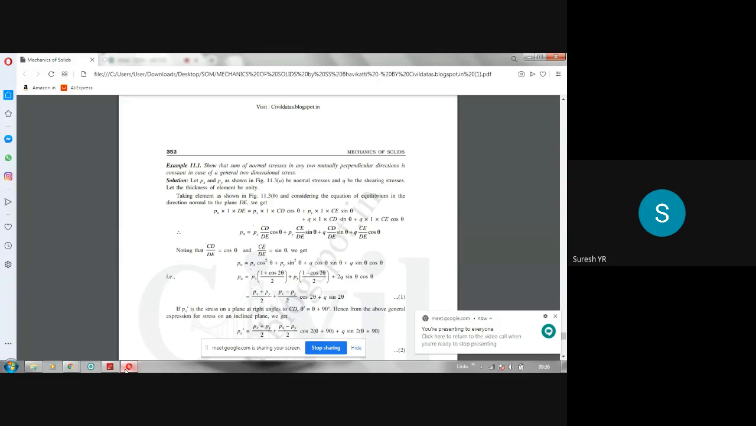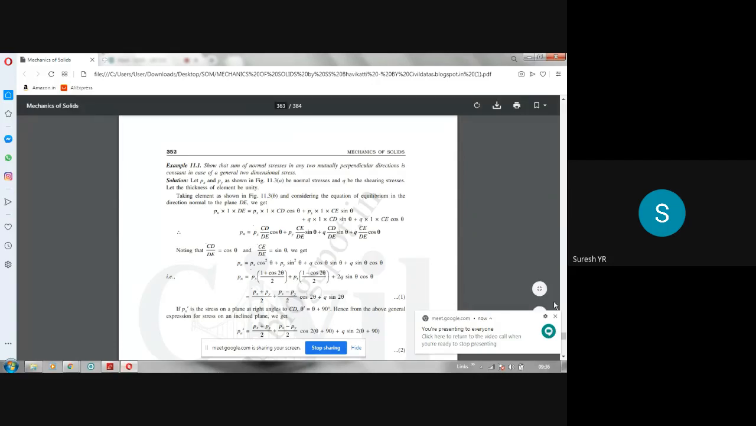Take some more problems on the two-dimensional stress system. So just see this problem. We have covered problems on finding tangential stress and normal stress on an inclined plane, given the stresses in x and y directions and the shear stress. That means, given the values of px, py, q and theta, we know how to calculate the Pn and Pt values on that inclined plane, which makes an angle theta with the vertical axis. That is one type of problem.